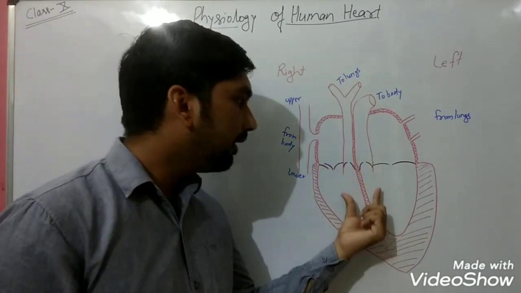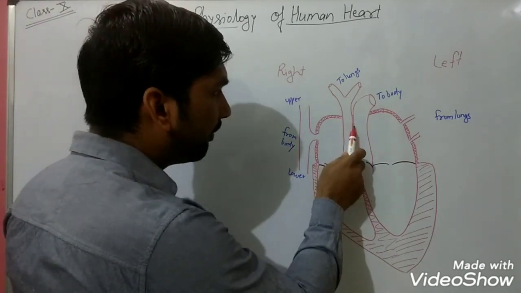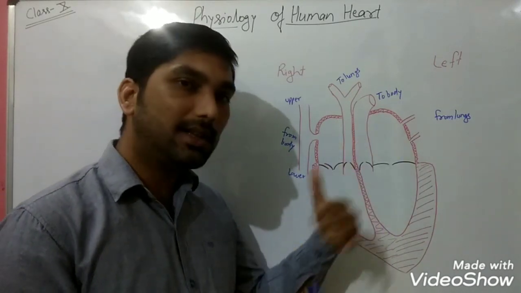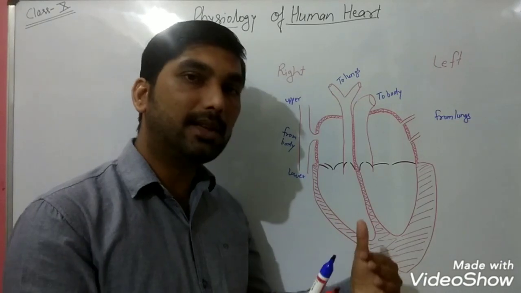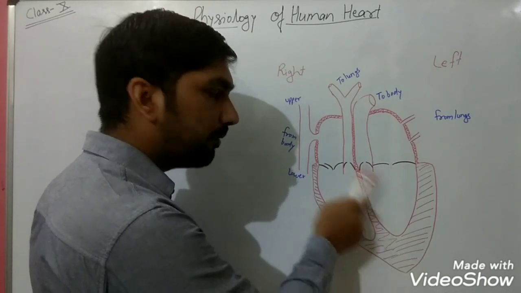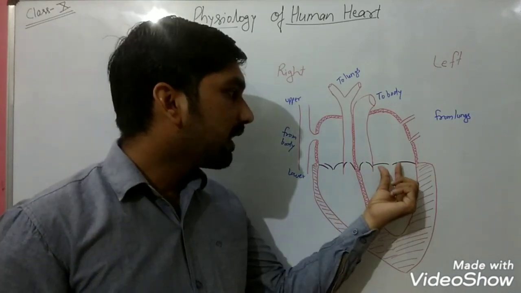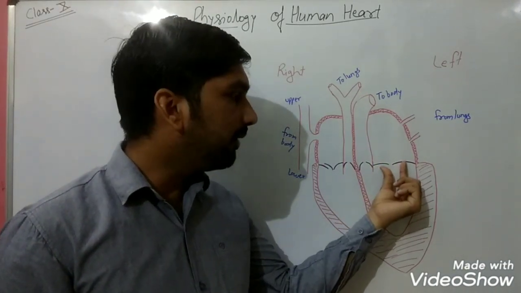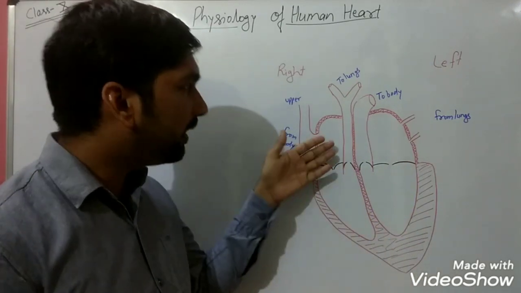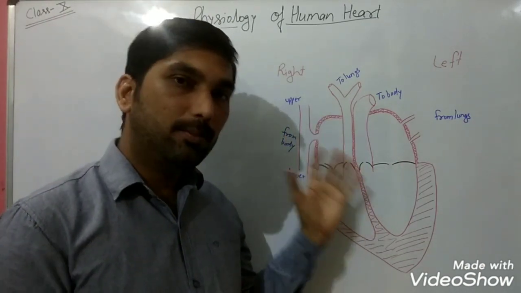Auricles and ventricles are separated from each other by a muscular wall that is known as what? Septum. So both the auricles are separated from each other and both the ventricles are separated from each other, but auricles and ventricles are connected, with valves present in between them. The bicuspid valve is present between the left atrium and left ventricle, and the tricuspid valve is present between the right atrium and right ventricle. So this was all about the previous video.